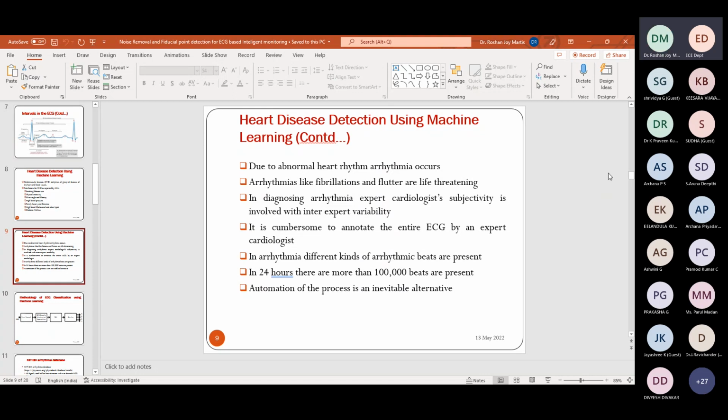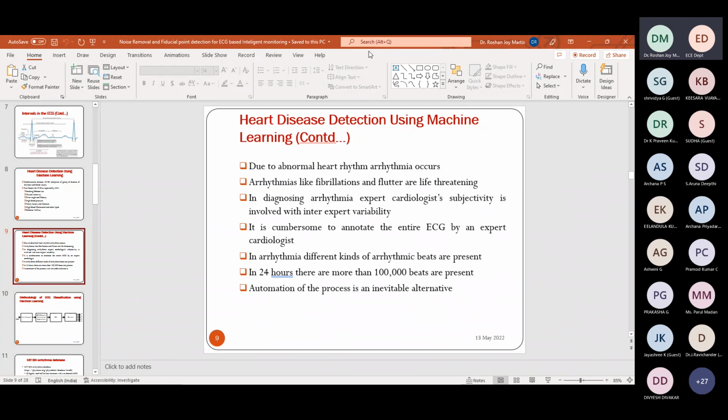In diagnosing arrhythmia, expert cardiologist subjectivity is required. In the sense, when a cardiologist sees the electrocardiogram pattern and the clinical symptoms, based on that he will arrive at a diagnosis, whether it is atrial fibrillation or flutter or any coronary artery disease, etc., which can be identified using ECG itself. Atrial fibrillation and atrial flutter are commonly occurring atrial arrhythmias. Then the other chamber we have is the ventricle.